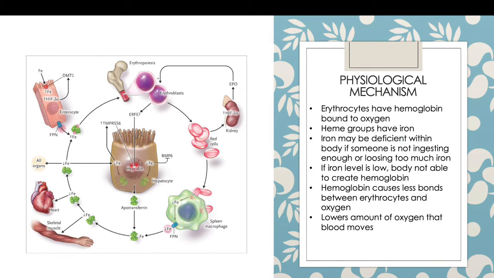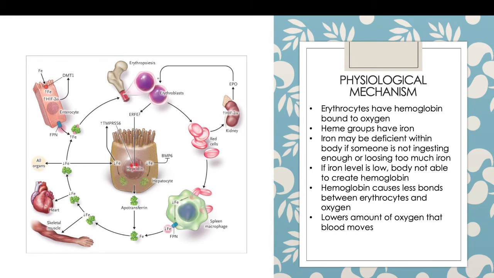Erythrocytes have hemoglobin structures within them that allow oxygen to bind and be carried throughout the body. Within hemoglobin are heme groups that have an iron. This iron is what gives erythrocytes the ability to bind with oxygen. Iron can become deficient within the body if someone is not consuming enough iron or is losing too much iron.